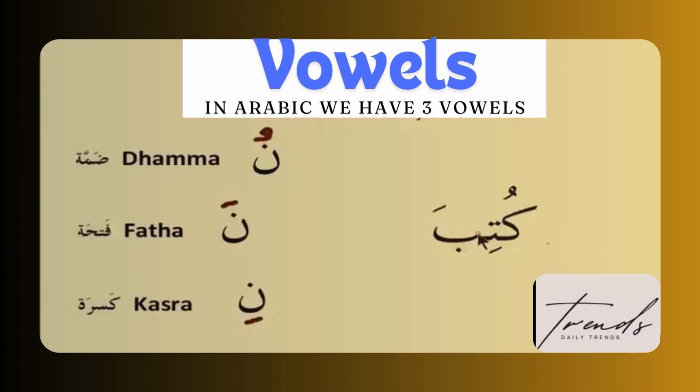And then we have the ba with a fatha on top. And remember, the fatha has an a sound, so that would be ba. So it would be ku ti ba. Kutiba, which means it was prescribed. So that's a brief explanation of vowels.